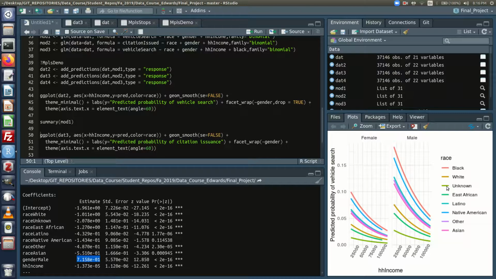Again, remember that this is not reality. Our y-axis here is not whether the vehicle was searched, it's the probability given our underlying data. So we looked at reality and we made a model of it, and this is what we're being shown. So let's take another look. Here we've got household income on the x-axis again. Pred, race, all that's different here is that we're doing DAT3, and so this is the predicted probability of a citation being issued, not the vehicle being searched.